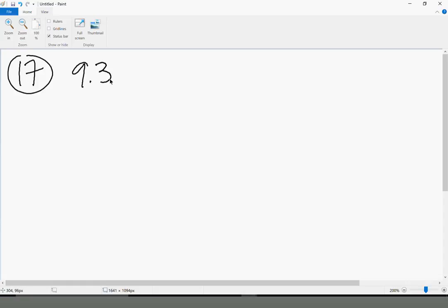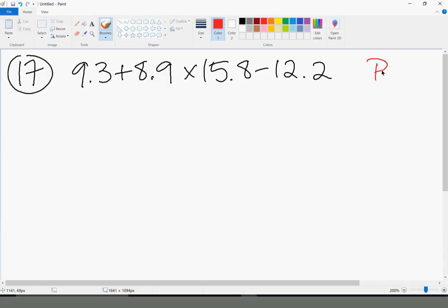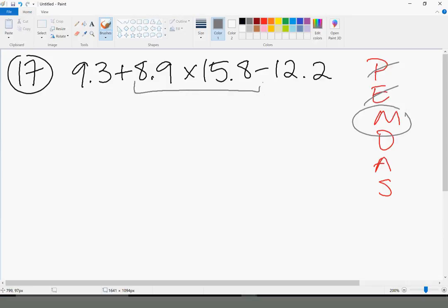Okay, 17. 9.3 plus 8.9 times 15.8 minus 12.2. So we're going to look at order of operations to figure out what do we need to do first and then in what order. So there's no parentheses and no exponents, but we do have some multiplication. So let's do that first. So we have 8.9 times 15.8. So I'm going to write the 15.8 at the top times 8.9.